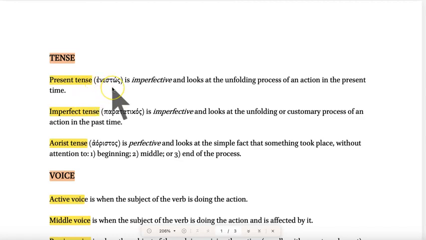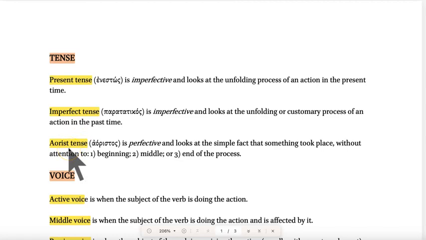Present tense, the label in Greek is enestos, is imperfective in aspect, and it looks at the unfolding process of an action in the present time. The imperfect tense, which is called paratatikos, is imperfective as well and looks at the unfolding or customary process of an action in the past time. So the present tense, we could say, the boy is going. In the imperfect tense, we would say the boy was going.